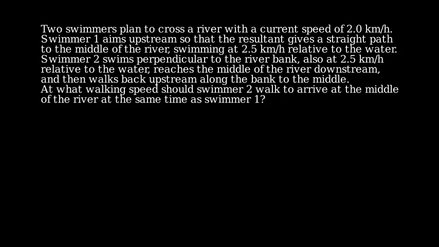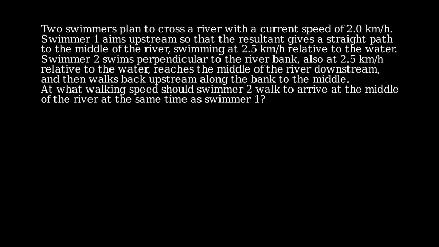Swimmer 2 swims perpendicular to the riverbank, also at 2.5 kilometers per hour relative to the water, reaches the middle of the river downstream, and then walks back upstream along the bank to the middle. At what walking speed should swimmer 2 walk in order to arrive at the middle of the river at the same time as swimmer 1?